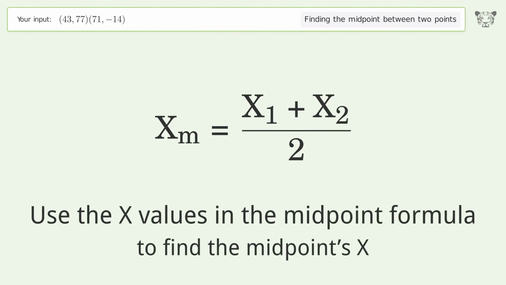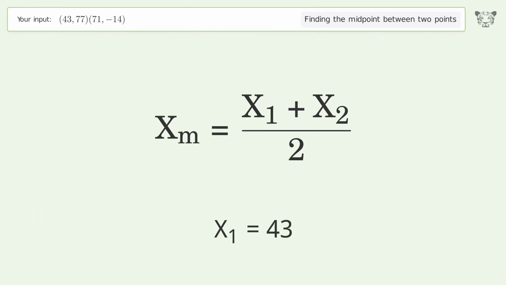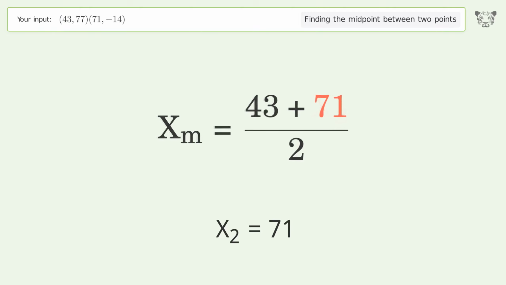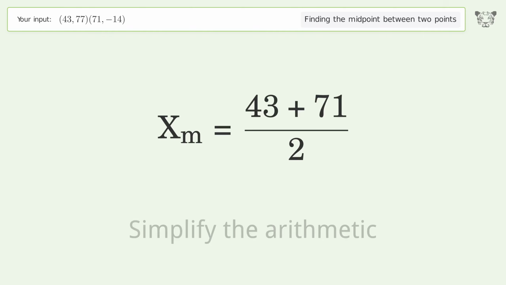Use the x values in the midpoint formula to find the midpoint's x. x1 equals 43. x2 equals 71. Simplify the arithmetic.